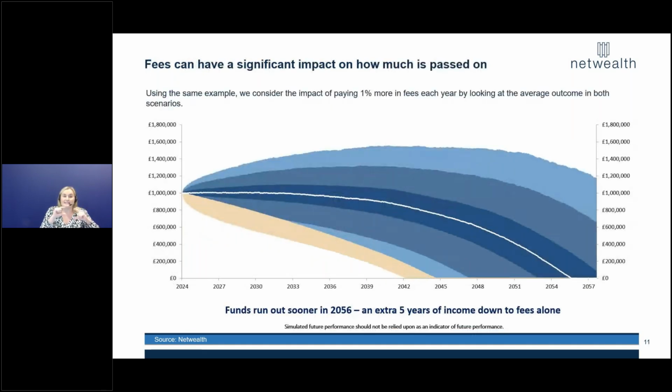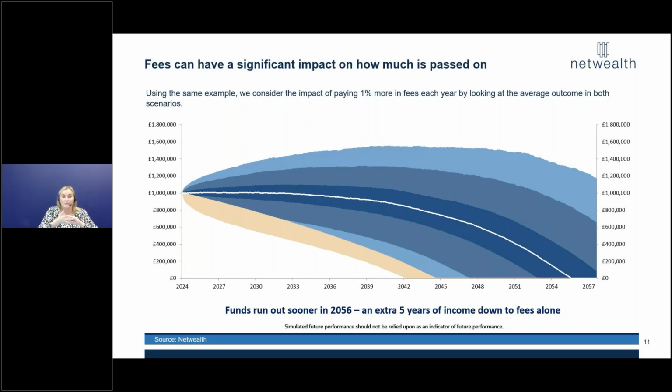Now, if we look at the exact same inputs to the projection on this slide, the client's the same age, their investment strategy and performance is the exact same. They're starting with £1 million in their portfolios and still looking to draw that same amount, 2,750 a month net. The only difference between these two projections is a 1% difference in fees, which we commonly see at Netwealth. So if we look at the average outcome in this scenario, you can see that the funds run out sooner in 2056 due to the compounding impact higher fees have on your portfolio and the drastic impact this can then have over time. Now, this 1% fee difference means 5 years less retirement income.